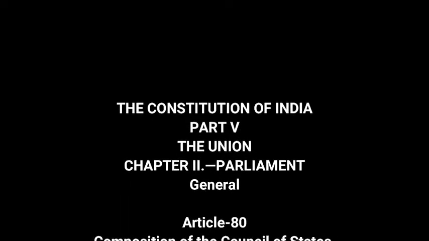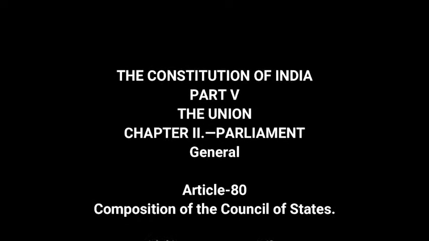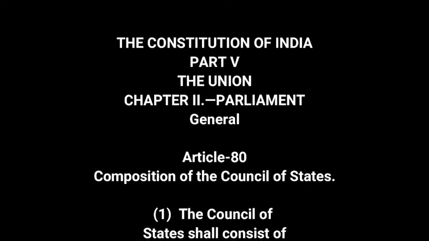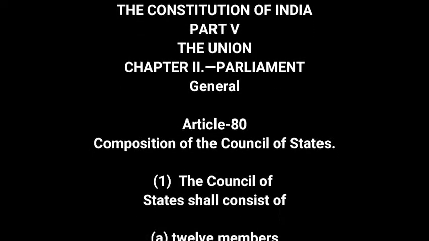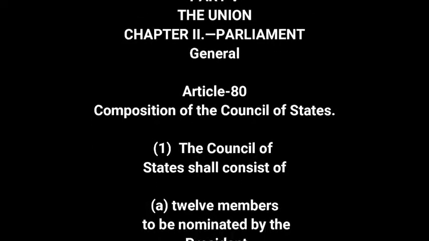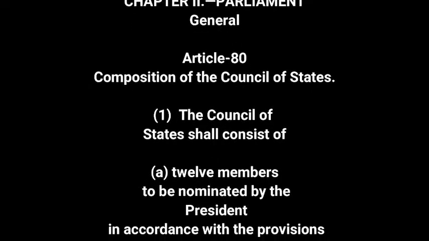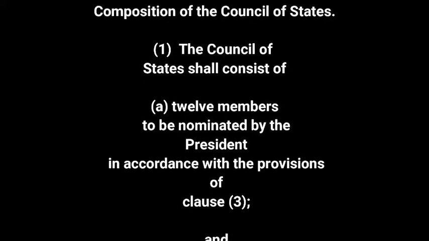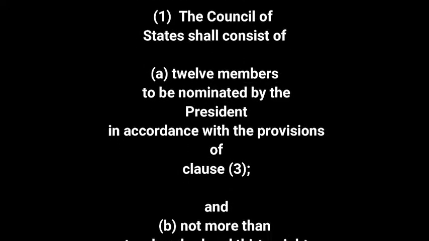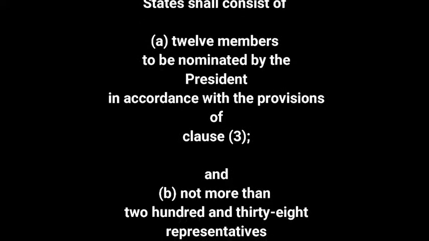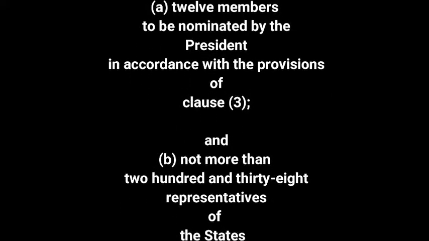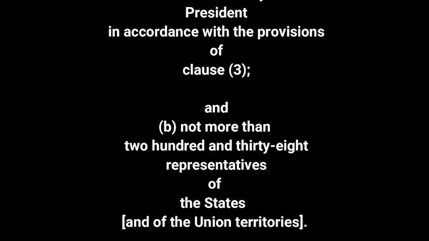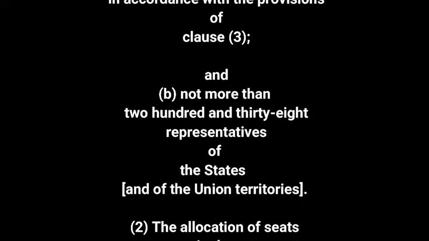The Constitution of India. Part 5. The Union. Chapter 2. Parliament. General. Article 80. Composition of the Council of States. 1. The Council of States shall consist of a. 12 members to be nominated by the President, in accordance with the provisions of Clause 3. And b. Not more than 238 representatives of the states, and of the Union territories.